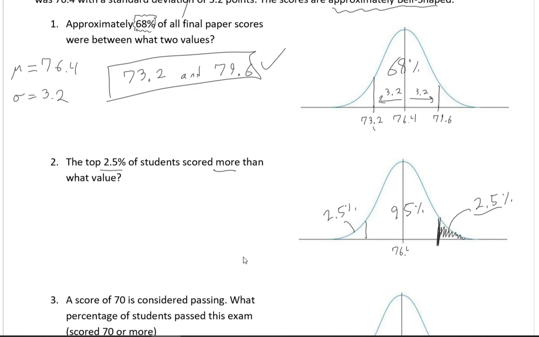So 76.4, if I go up 3.2 once, and then up 3.2 again, I get to 76.4 plus 2 times 3.2, or 6.4. And we get an answer of 82.8. And that's the value I'm looking for. 82.8. That's it. Just trying to find what value would represent this percentage.